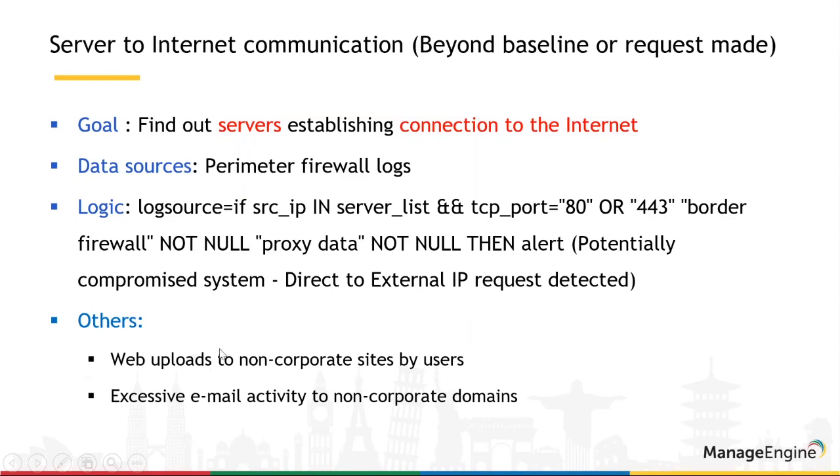The reasons could be some malicious web uploads going on, so some corporate data is being uploaded, or let's say you have excessive email activity to other domains apart from yours, to an external domain. Again, that could be a deviation too. So these are some of the cases that I wanted to share. These are some of the common IOCs that I wanted to share with you.